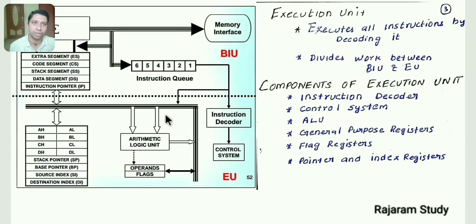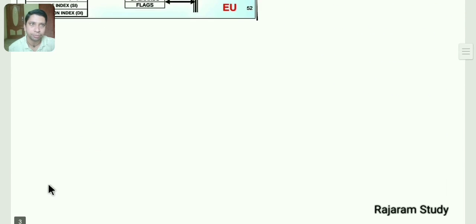This execution unit consists of the following parts. They are the instruction decoder, then the control system, then the ALU, which is the arithmetical logical unit, then the flag register, then pointers and index registers, and also the general purpose registers. There are two pointers, the stack pointer and the base pointer. Then we have two index registers, the source index register and the destination index register.